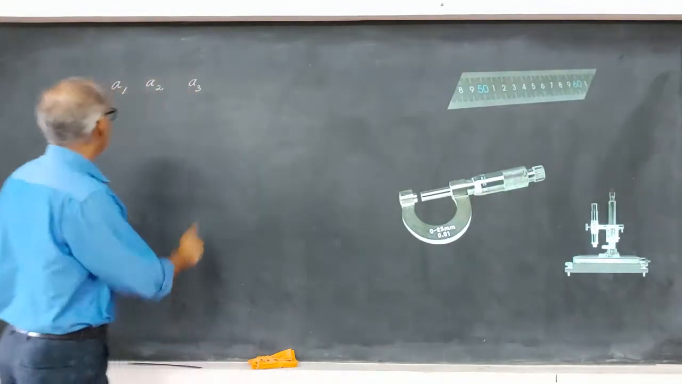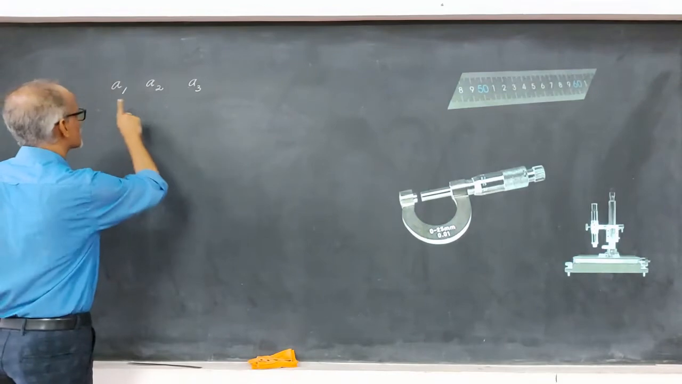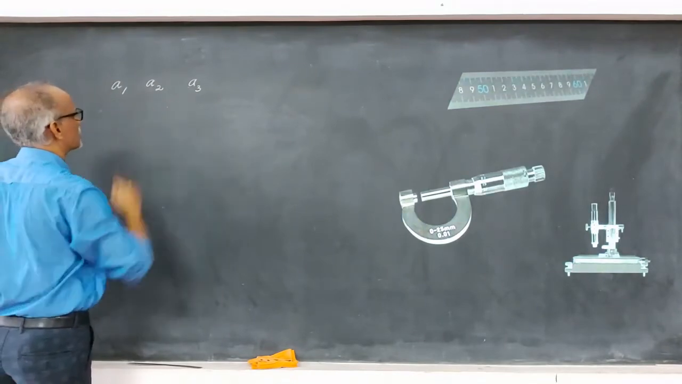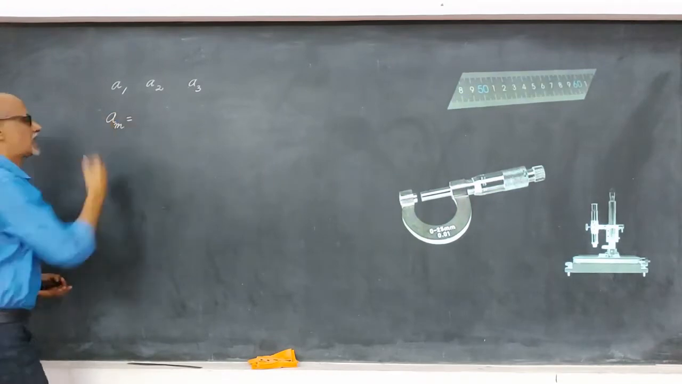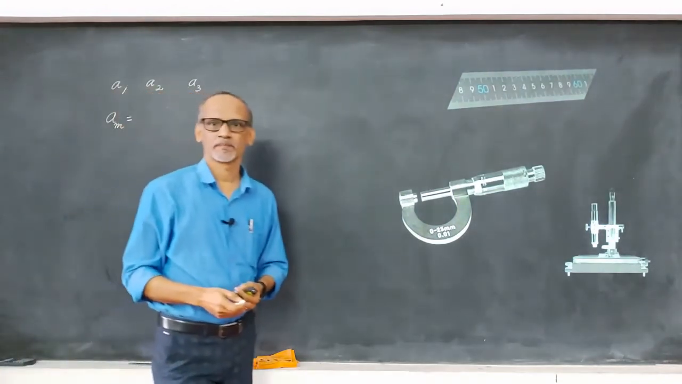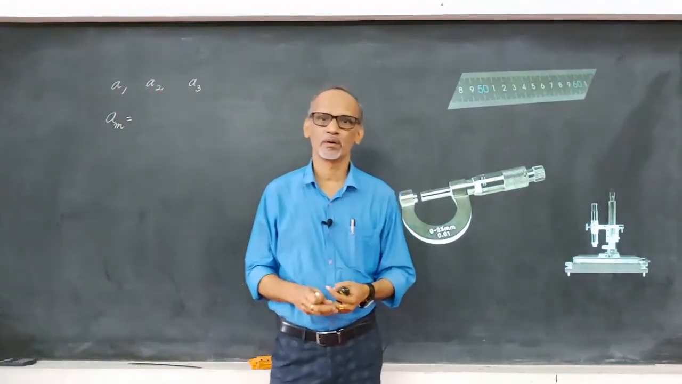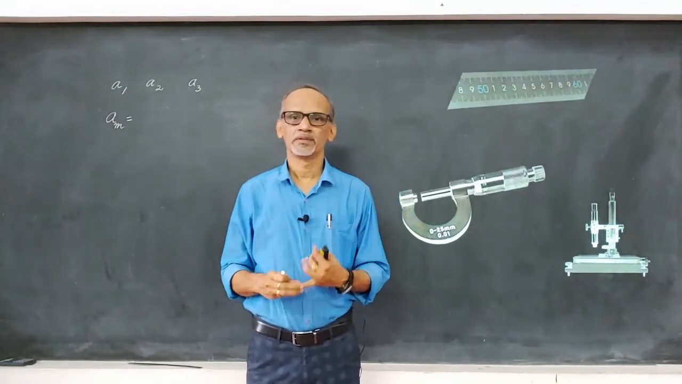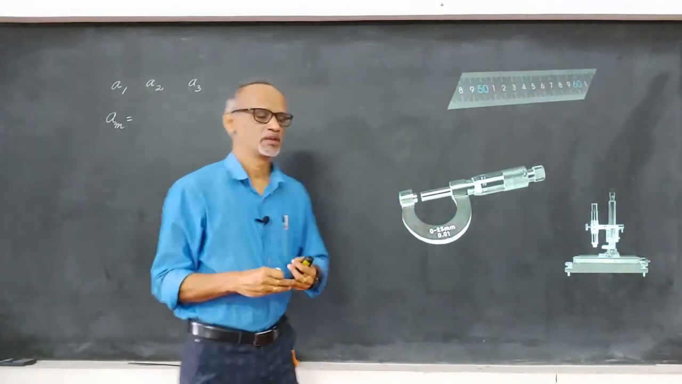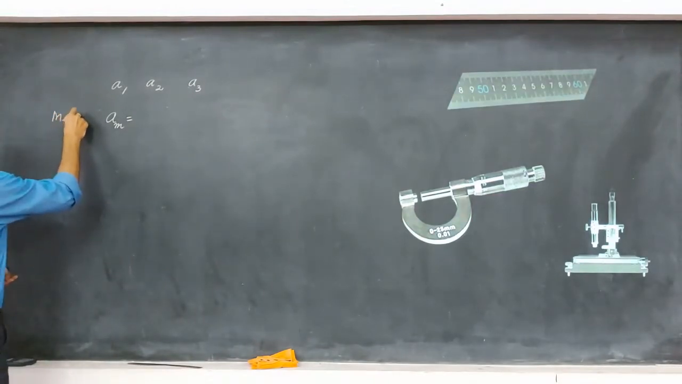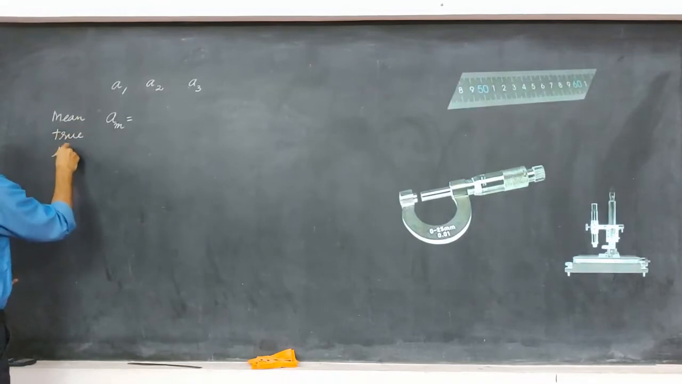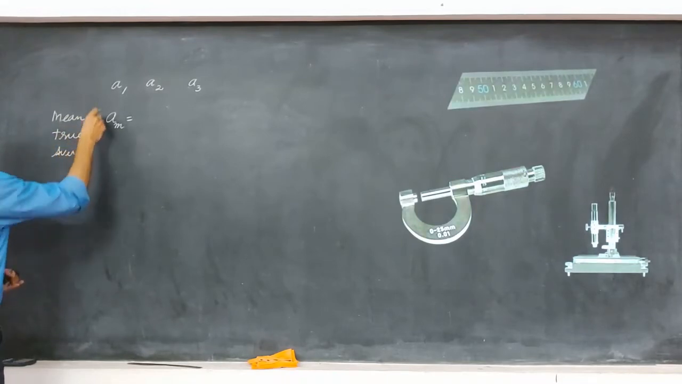Once I measure all the 3 readings, I am going to take the average value. The average value is also called the mean value. It is also called the true value. So, the mean value is also called the true value, or the average value.